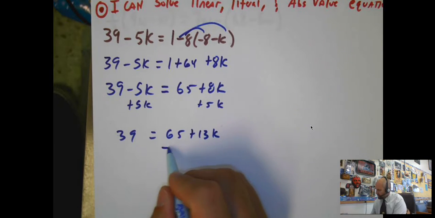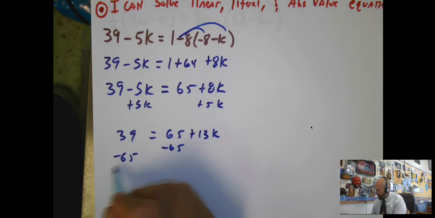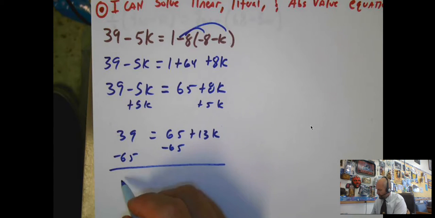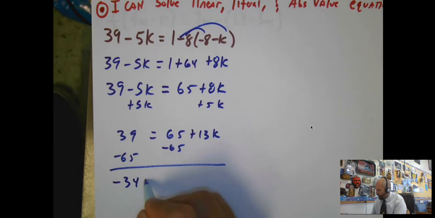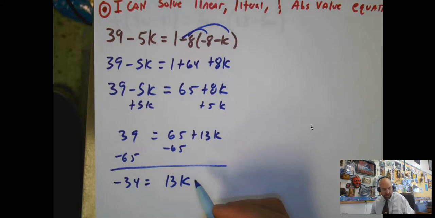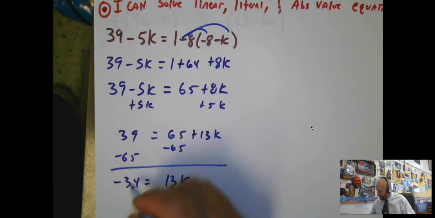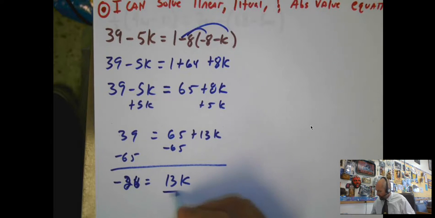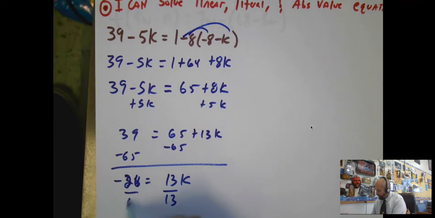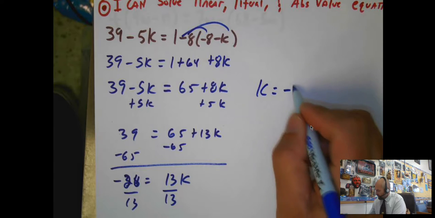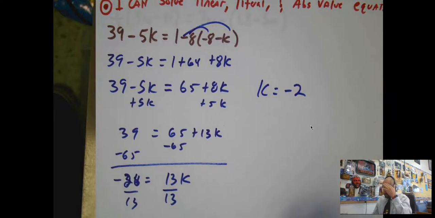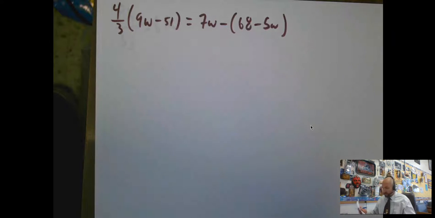And it's a two-step equation, so I subtract 65, I subtract 65, and what is that? Negative 26 equals 13k, and then I divide both sides by 13. 39 minus 65 is negative 26. Can't think today. Divide by 13, divide by 13, k is negative 2, right? That's an easy one. Let's look at another one.